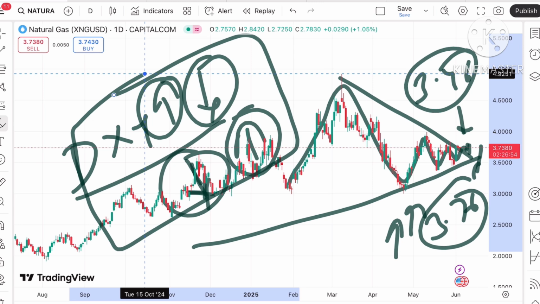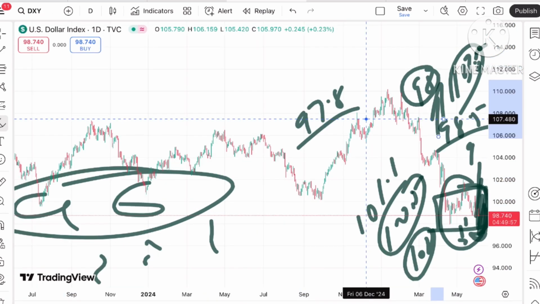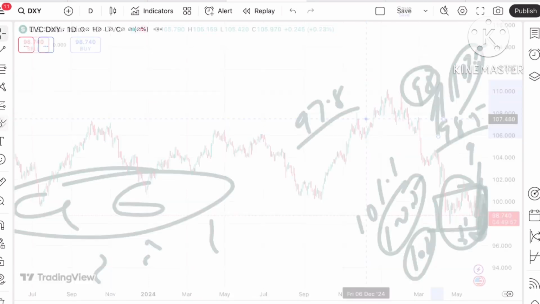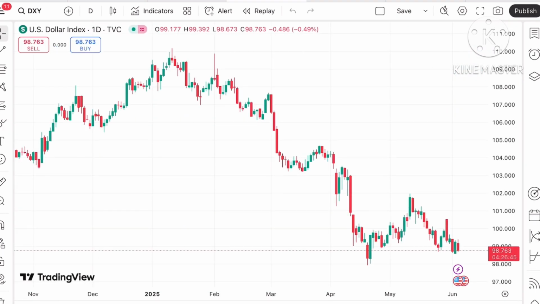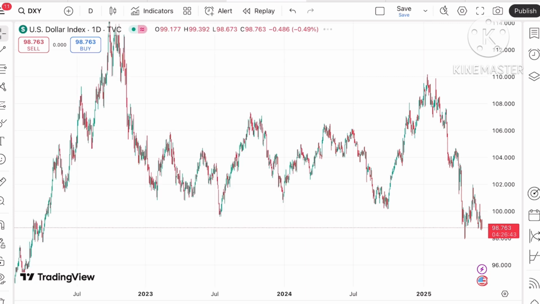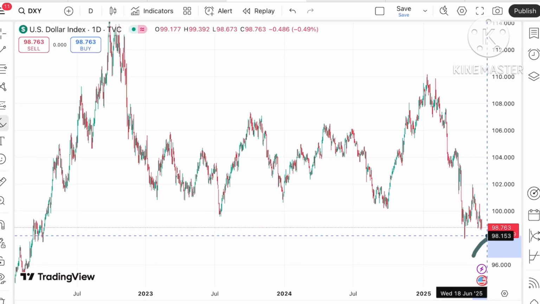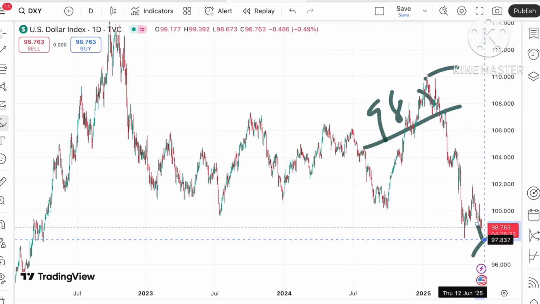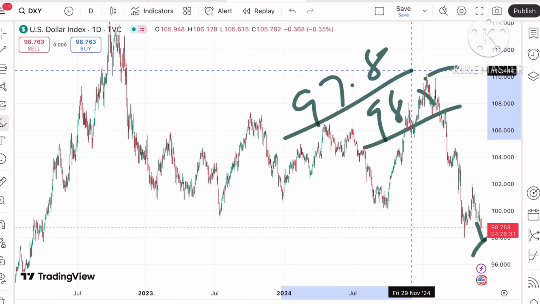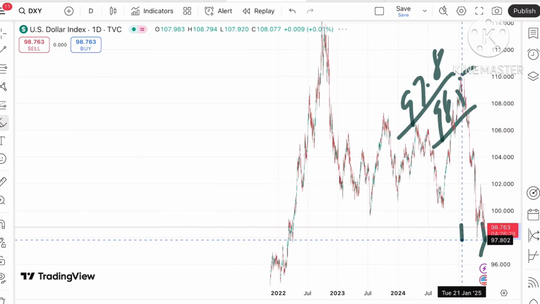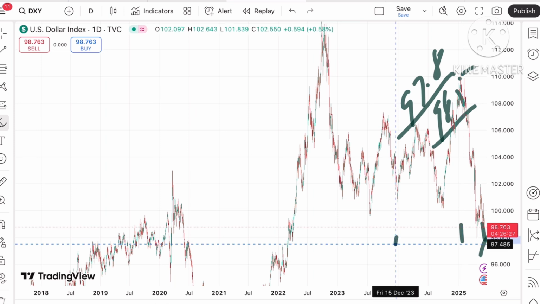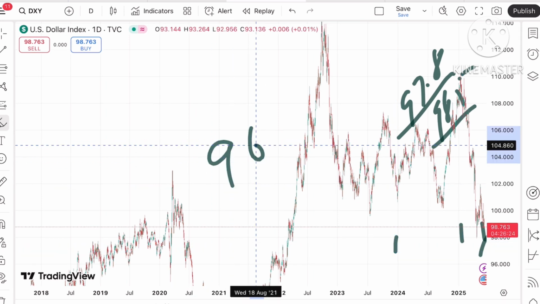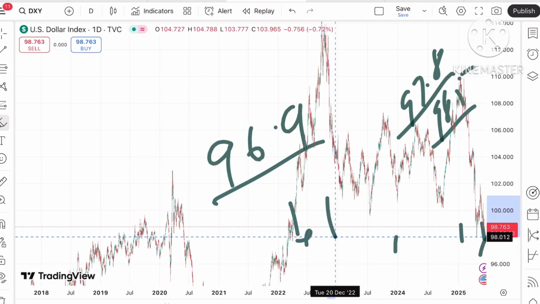Suppose the price is already below $100, even $99, as you can see on the dollar index chart. If that doesn't sustain, there is a higher chance of going further down. If the price starts falling below that particular level, the chance of touching a level of around 98.5 we can see, and if it falls below this level, it can touch a level of $97.8. And if the price goes below this level, we can see a level of 97.6 to a level of 96.9, and then a further low.